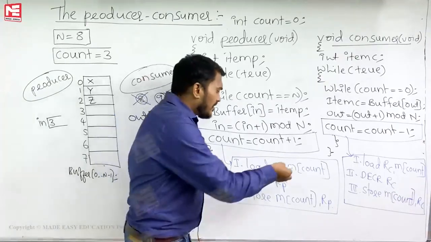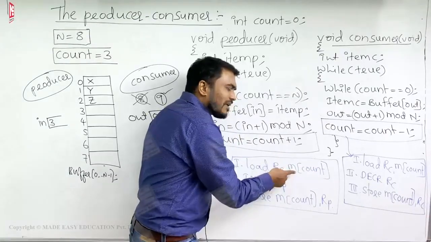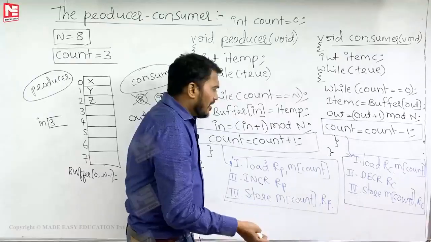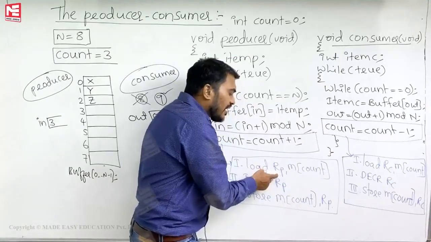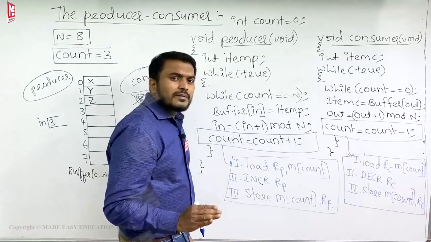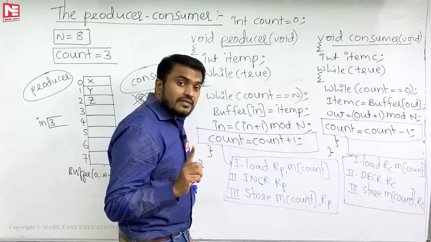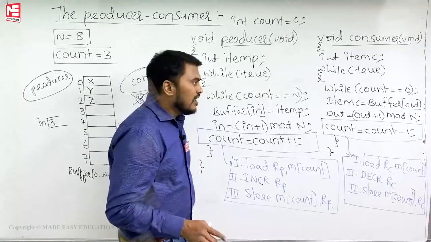So count equal to count plus 1 will execute in 3 instructions. First, we are going to load the count value into a register. M of count is written, and M means memory location. We are going to load the count value into register RP. RP means register for the producer. Remember, every process will have its own register.